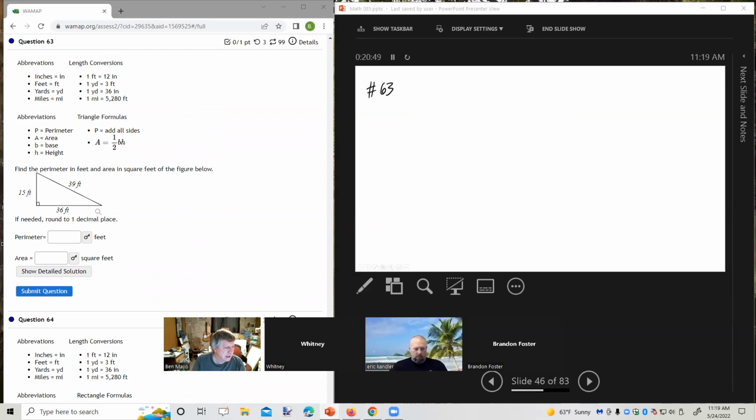What was I thinking? The perimeter. How do you find the perimeter of a triangle? You add up the 3 sides. So 15 feet plus 39 feet plus 36 feet is what? That's 90 feet.